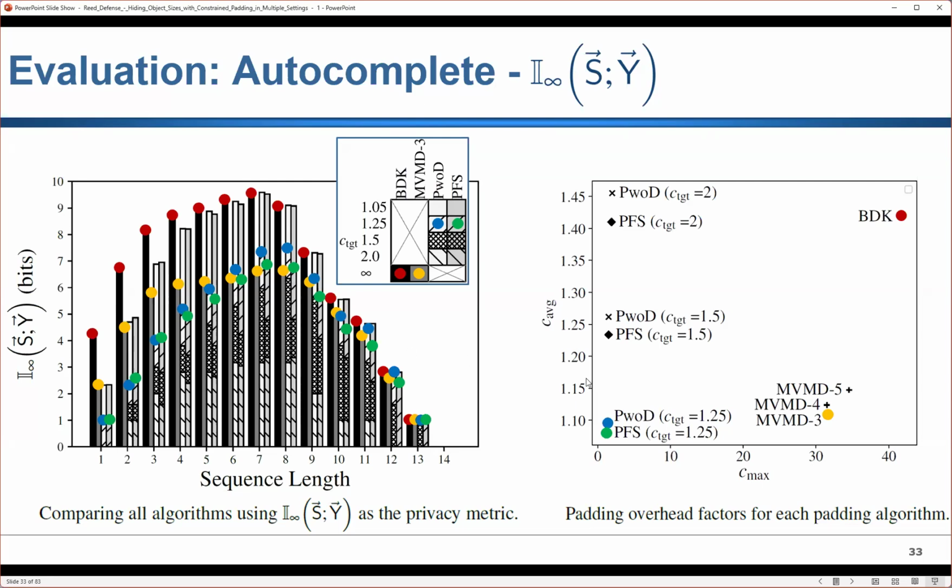But the key here is this is for a particular value of C, 1.25. So when compared to MVMD 3 and BDK, we can see that for this data set, they yielded much larger pad factors in the worst case for this data set. So PFS doing better for I infinity, and then also by design, constraining the amount of overhead applied to the objects on the data store.